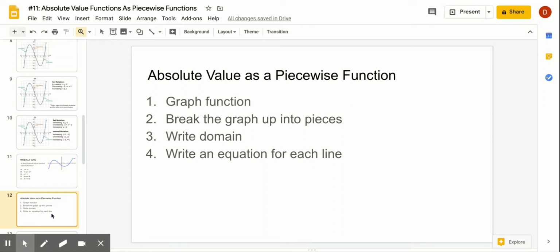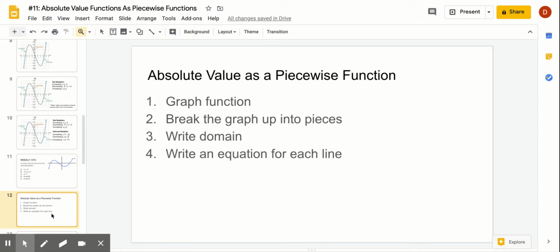So first of all, this is where you're going to need Desmos.com. So go ahead and pull that up as I go over the first 4 steps of writing absolute value as a piecewise function. So first you are going to graph the function. That's what Desmos is for. 2, you're going to break up the graph into pieces, right? Remember, it's a piecewise function. Then you're going to write the domain, and then you're going to write an equation for each line.